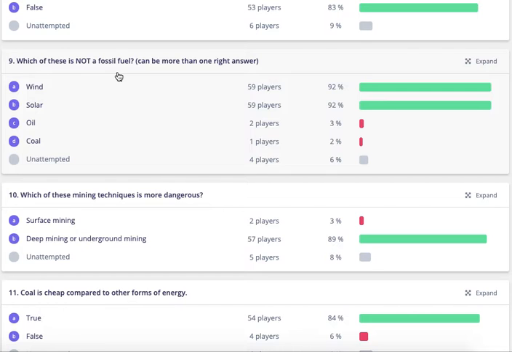Which of the following is not a fossil fuel? Wind and solar. Fossil fuels have to come from the remains of formerly living things. Wind and solar have nothing to do with formerly living things. They are both related to the sun.